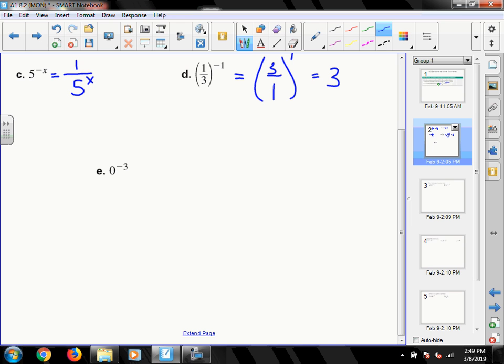The last one, E. If I have 0 to the negative 3, that means my 0 is in the wrong position of my fraction. So I turn this to 1 over 0 cubed. And 0 cubed is 0. However, I have 1 over 0. Maybe you guys have seen this. I know we've talked about it a little bit. This can't happen. You can't divide by 0. So this is what we're going to call undefined.